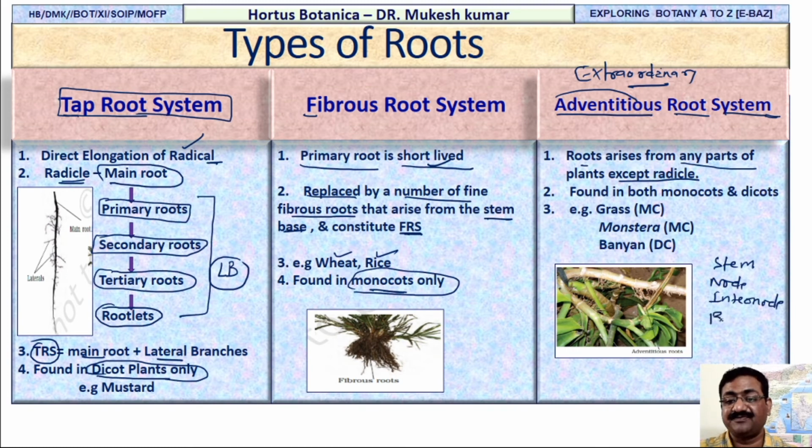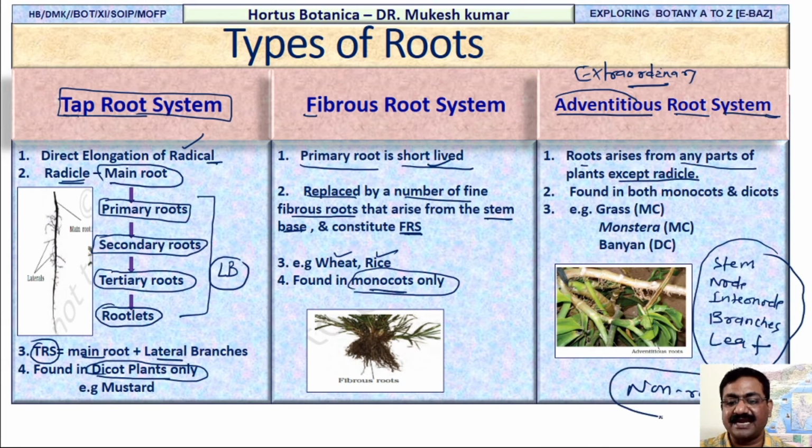If roots are arising from branches, main branches of the plant, or arising from a leaf of a plant, these are the other non-radicle parts. So if roots are arising from this non-radicle structure, this is called adventitious root, and the lateral branches of the adventitious root will similarly constitute the adventitious root system.